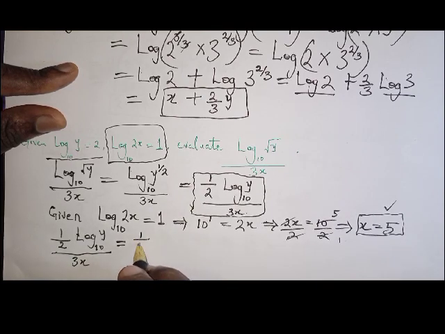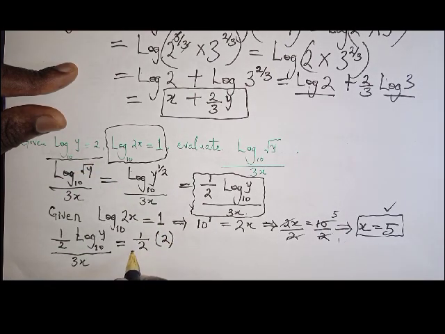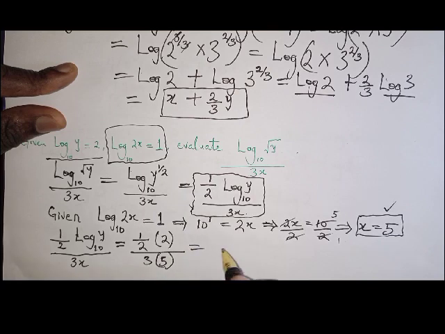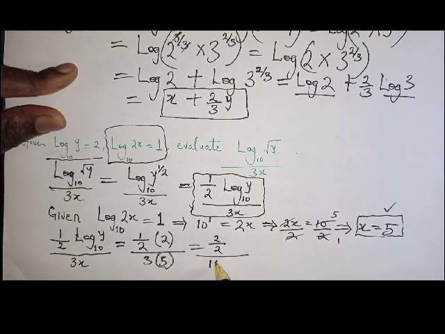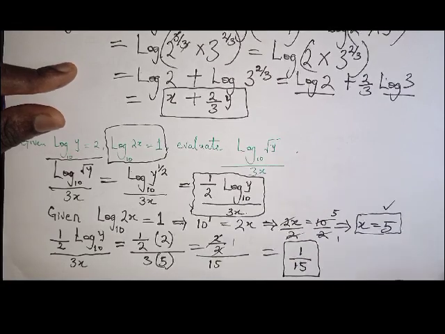This is now going to become half. Remember, log y in base 10 is what? 2. So I'm going to put 2 there. Then 3 times, remember, x is now 5. So I am left with 2 over 2 all over 3 times 5 is 15. 2 over 2 is 1. So the answer to this problem is simply 1 over 15. Thank you.